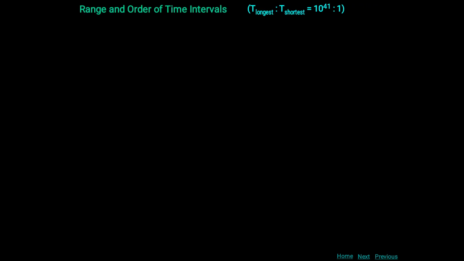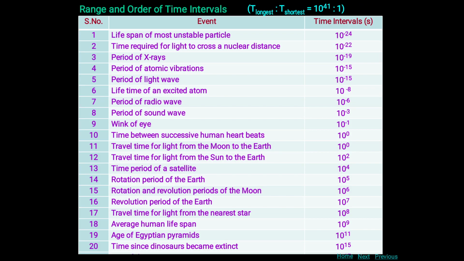Then, the range and order of time intervals. Here the largest time is 10 raised to power 41 seconds, down to the shortest one. Here, the lifespan of the most unstable particle is 10 raised to power minus 24 second, the period of an X-ray is 10 raised to power minus 19 second, and the period of atomic vibration is 10 raised to power minus 15 second. See, like that, this is the time interval in seconds.